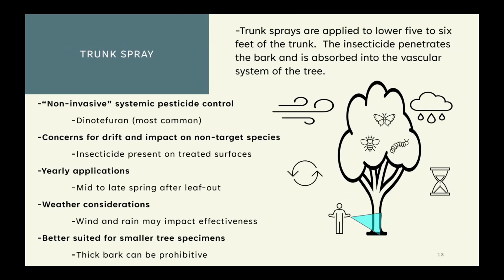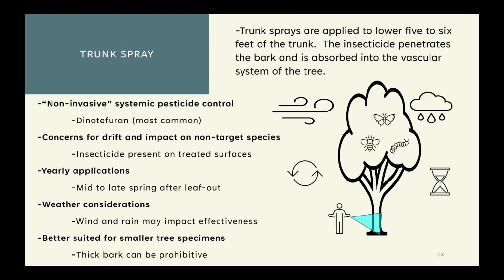Trunk sprays are similar to the canopy cover sprays in that an insecticide is applied to the lower 5 to 6 feet of the trunk. The insecticide then penetrates the bark and is absorbed into the vascular system of the tree. So not really spraying up into the canopy, or trying to get an insecticide to cover all the foliage or surface areas of the tree, but just that lower portion of the trunk.